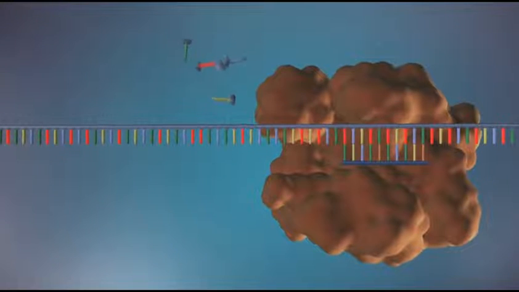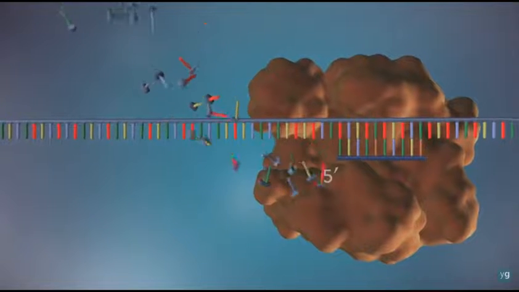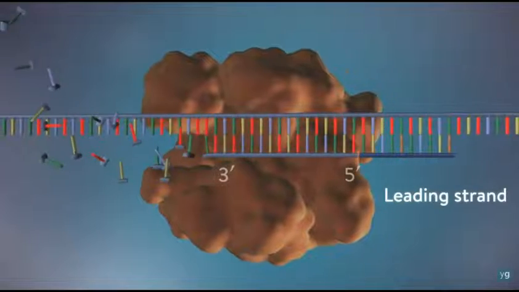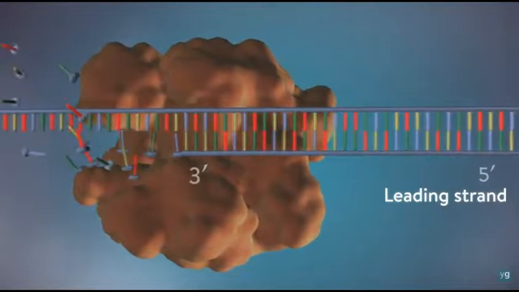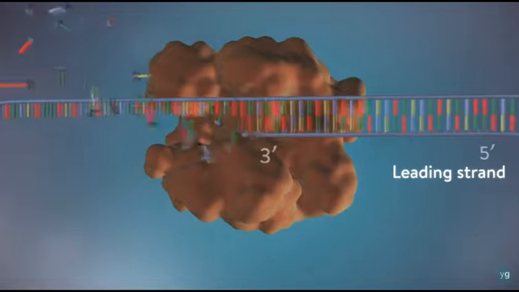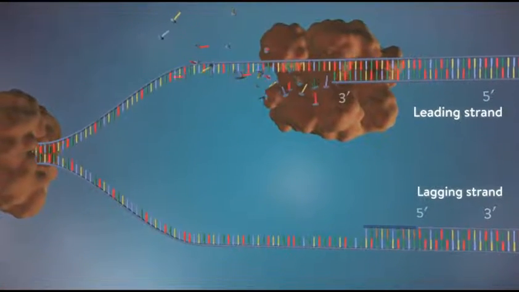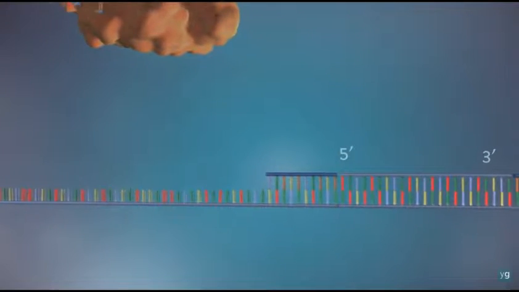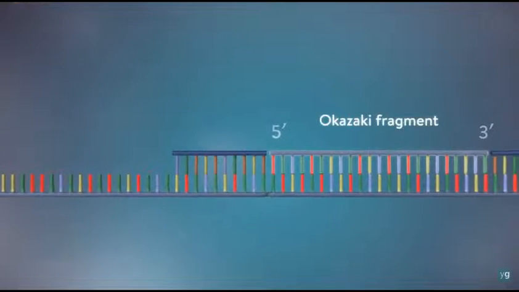DNA polymerase can only add DNA bases in one direction, from the 5' end to the 3' end. One of the new strands of DNA, the leading strand, is made continuously, the DNA polymerase adding bases one by one in the 5' to 3' direction. The other strand, the lagging strand, cannot be made in this continuous way because it runs in the opposite direction. The DNA polymerase can therefore only make this strand in a series of small chunks called Okazaki fragments.